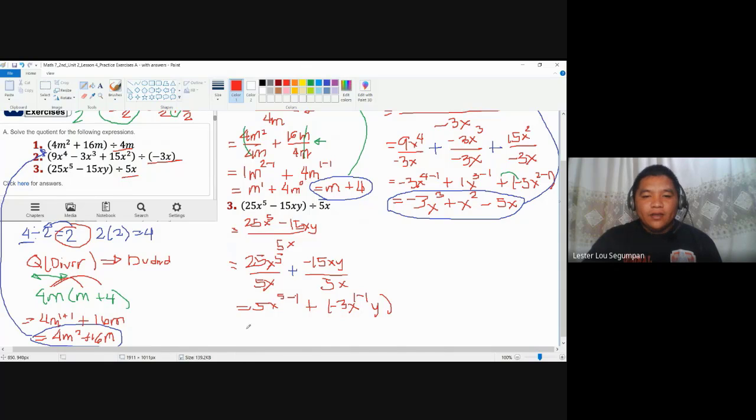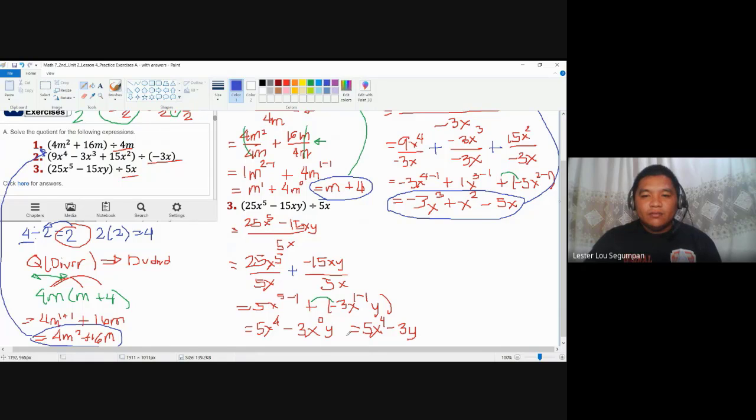And then your final quotient must be 5x to the power of 5 minus 1, which is 4. And then apply again here the breaking of the grouping symbols. So you will have here minus 3, x to the 1 minus 1, which is 0. So this is x to the power of 0, which is just equal to 1. Or if you want to, I'm still going to write it. And you have your y. So the simplified answer here is still 5x to the power of 4 minus 3. x to the power of 0 is just equal to 1, so 3 times 1 is just 3. And you have here y.